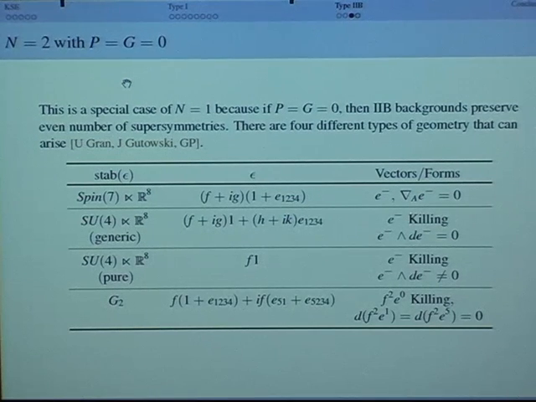In the generic case, one still has a parallel Killing null vector which has a trivial twist. In the pure case, there is also a Killing vector field, but the twist is non-trivial. And in the G2 case, there are three different directions. One is a time-like Killing direction, and there are two more directions where the associated one-forms are closed.